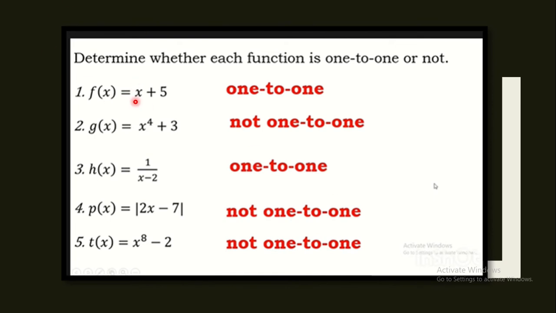Number 1, tingnan mo yung exponent niya, 1. Kaya, 1 to 1 siya. Si g of x is equal to x raised to 4. Even number yan, kaya not 1 to 1. Number 3 naman, naka-fraction siya, 1 over x minus 2, kaya 1 to 1. Si number 5, same din, x raised to 8, not 1 to 1 kasi nga even number yung 8. Let's go back sa number 4. Si number 4 po, may absolute value siya, absolute value of 2x minus 7. So, kapag nakakita kayo ng meron ganyan, automatic, not one-to-one function yun.